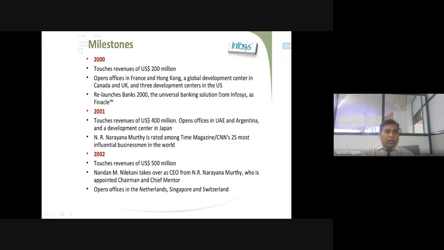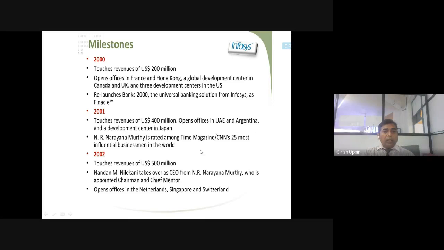So 2000 touches revenue of $200 million. Then opens up a few more offices in Hong Kong, Global Development Center in Canada and UK, 3 development centers in US. Then relaunches Banks 2000, the universal banking solution from the US as Finacle. So this is the product, in-house built product by the Infosys, that is Banks 2000. Then by 2001, you can see the revenue has doubled, $400 million. Again, opens offices in UAE, Argentina, and the development center in Japan.